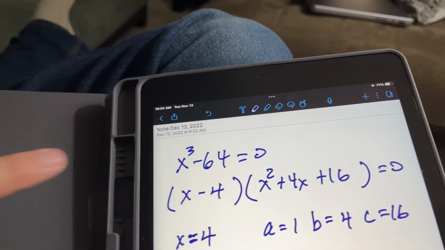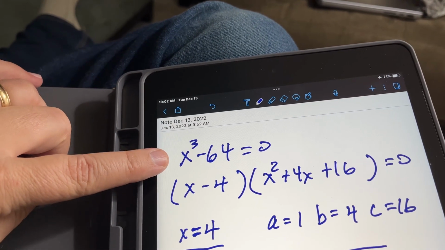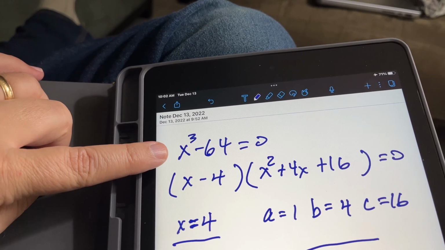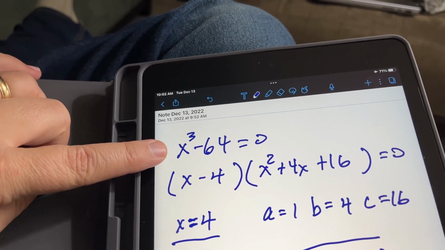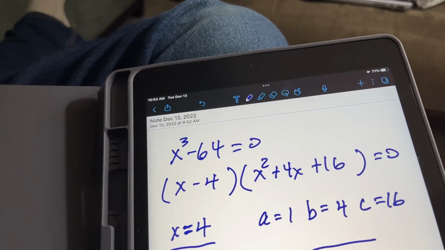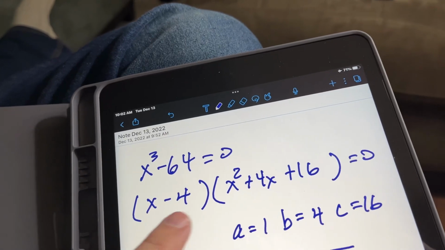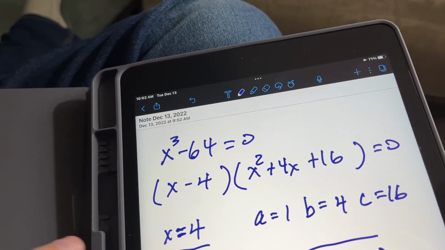But we're asked to solve. To solve this means to find all of the answers, the real answers and the imaginary answers. So I'm going to factor it as a difference of cubes. So I have a small set of parentheses here and a large set. I'm going to show you how I got all these numbers here.